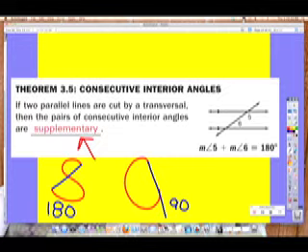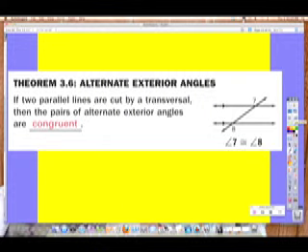Okay, last one that we're missing: alternate exterior. Exterior we talked about, that's the outside. They've got to be on opposite sides. These ones, again, are the last pair of congruent angles. They'll be equal to each other every single time. So we tried to simplify this. Just remember, consecutive interior are supplementary. All the rest are congruent.